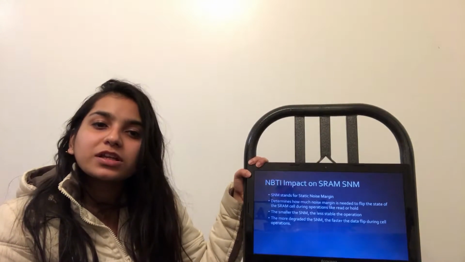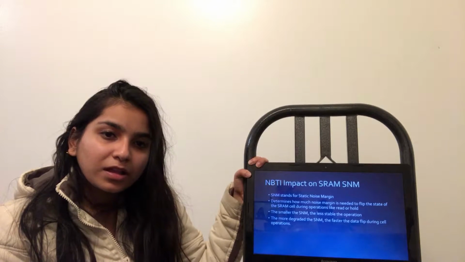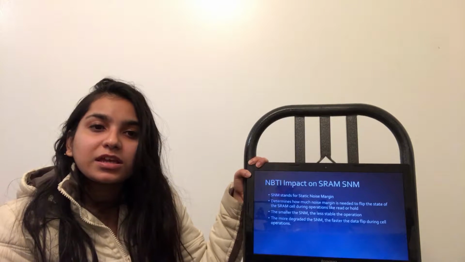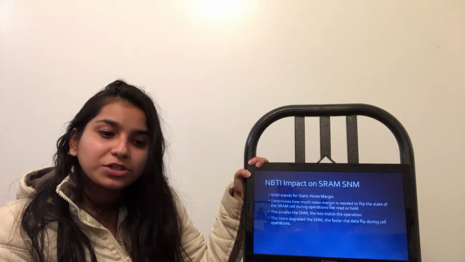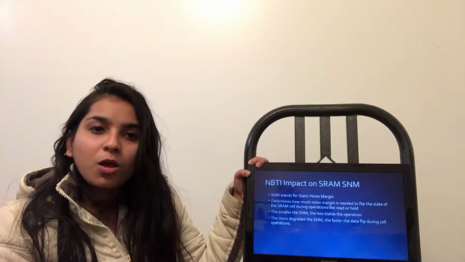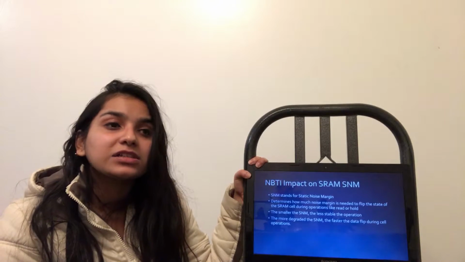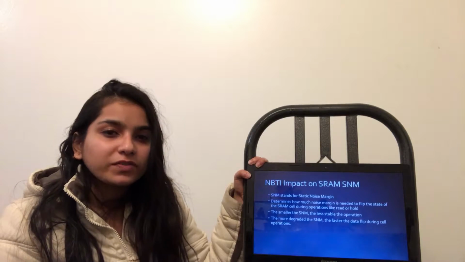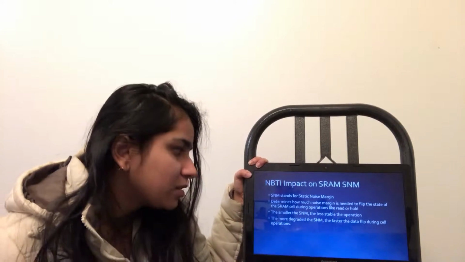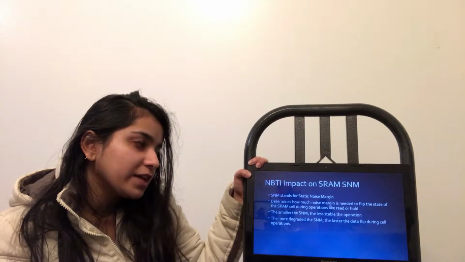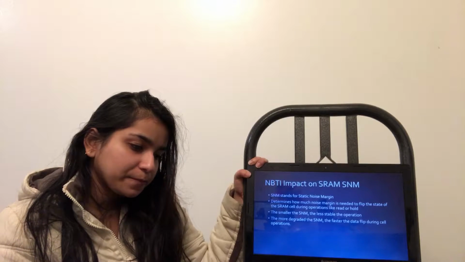As I mentioned earlier, the smaller the SNM, the easier it would be to flip the cell during the read or hold operation. And I can tie this in with my read stability discussion, where I said that it would be highly undesirable if the state of the cell flips during the read operation. The more degraded the SNM, the faster the data flips during the read operation.